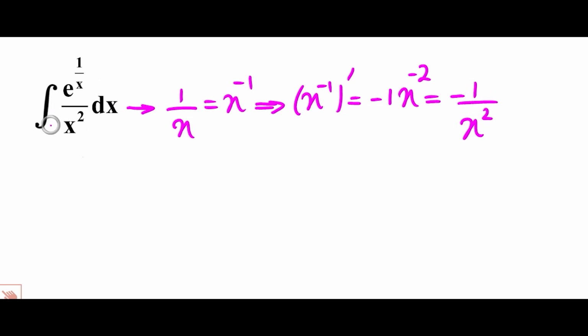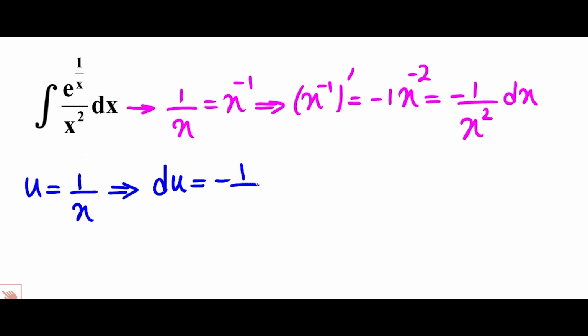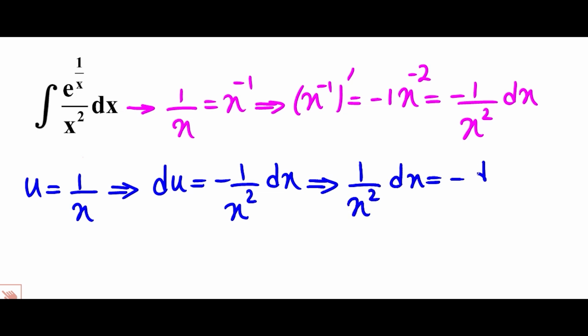Look at this example. 1 over x squared dx, right? So, let u equals 1 over x, and if we take the derivative of both sides, we have du equals negative 1 over x squared dx. So 1 over x squared dx equals negative du, right?